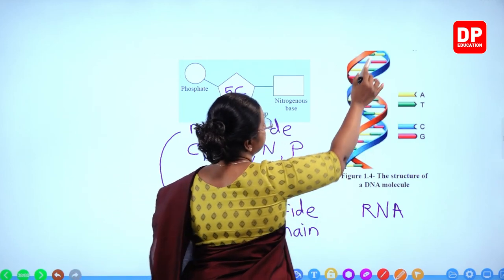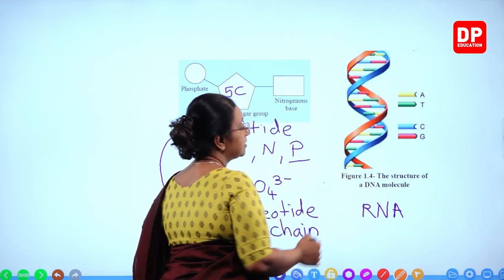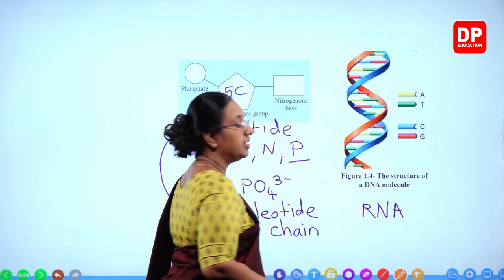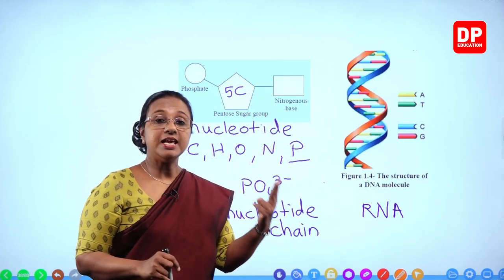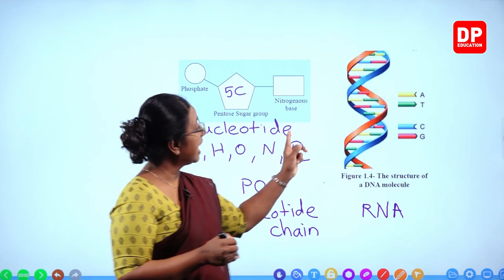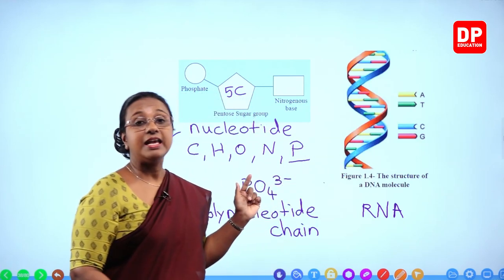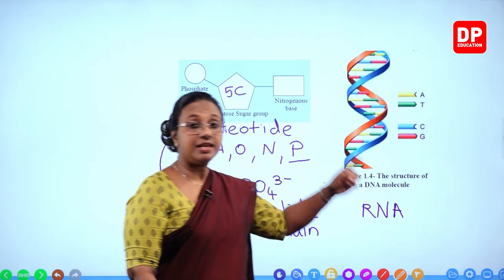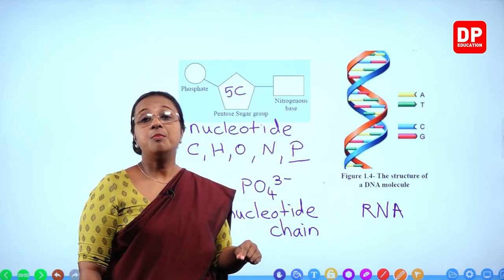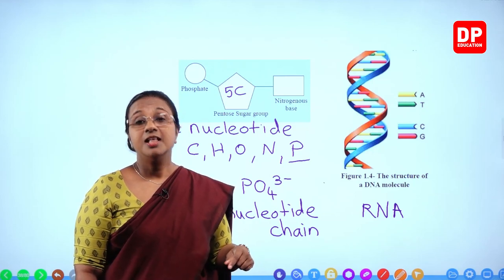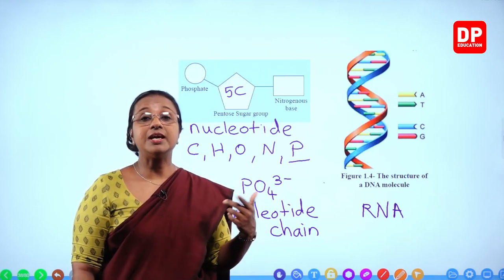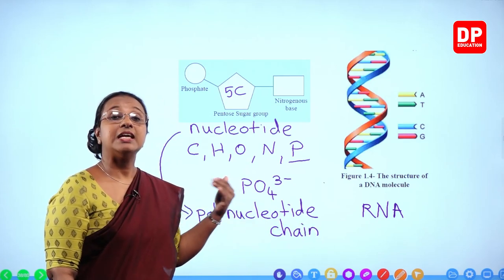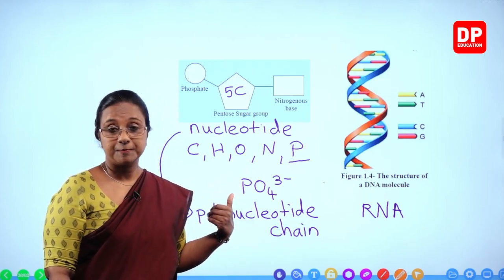So, here you can see this one blue color strand is a polynucleotide chain. The red color strand is another polynucleotide chain. DNA is made of two such chains arranged in a double helical structure. Whereas RNA is just one strand of polynucleotide chain. That is what we call nucleic acid. Since it is a polynucleotide chain, it is a natural polymer.